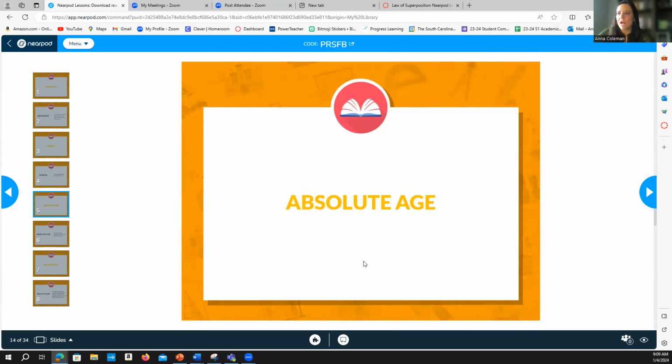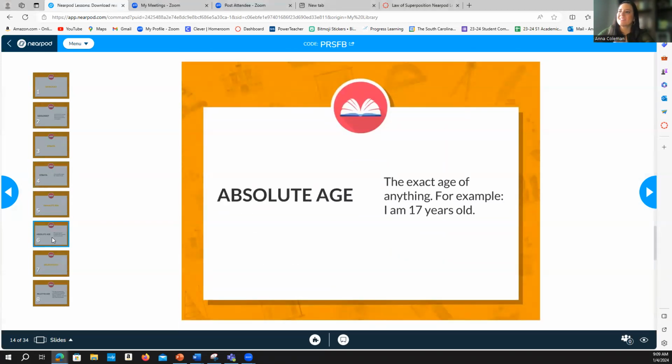We talked a little bit about this also on Thursday, absolute age. What does that mean? So this is the exact age of anything. So for example, I'm 17 years old. I'm not really 17 years old. I am 38 years old. I had to think about that for a second. So whatever your age is, absolute.